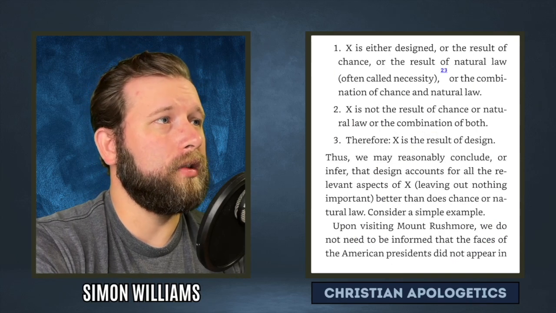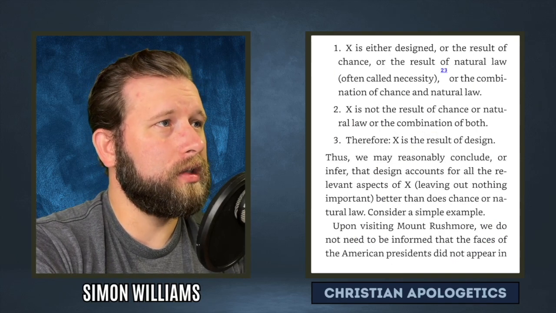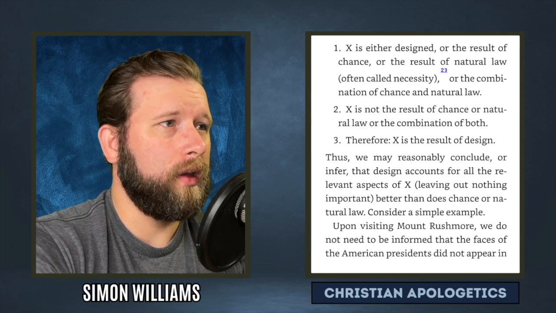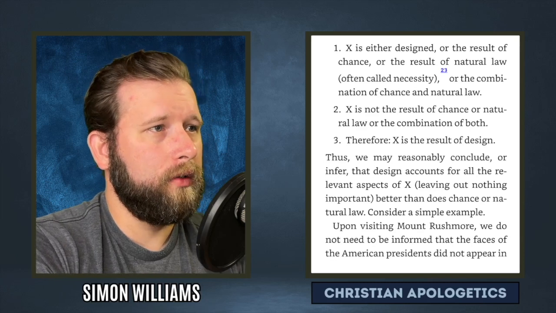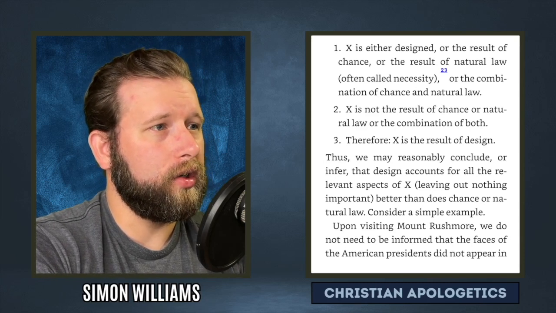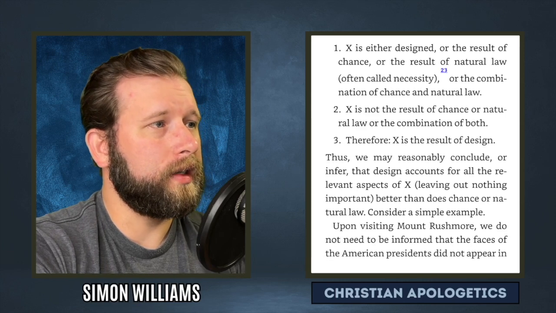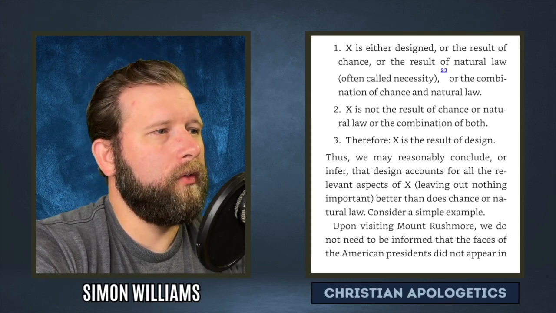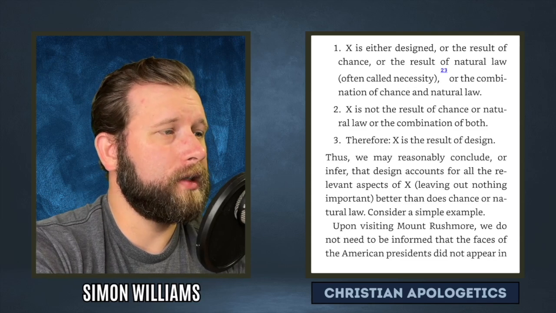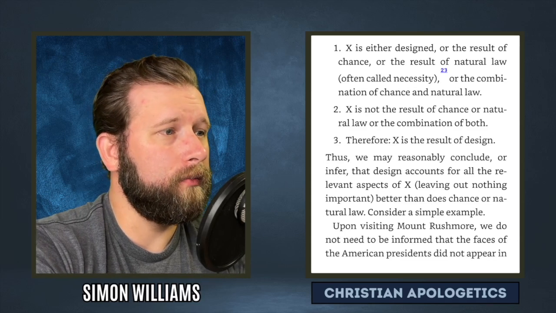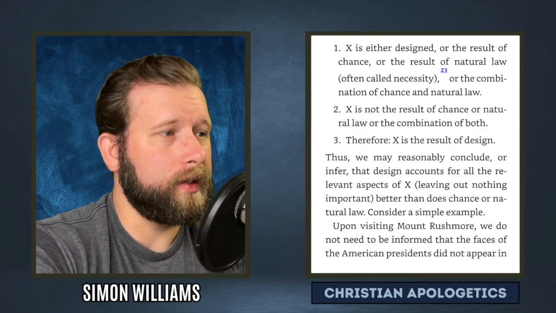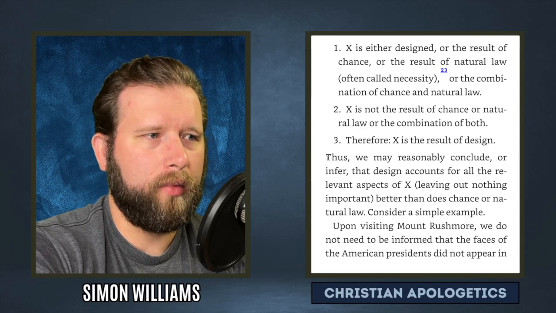1. X is either designed, or the result of chance, or the result of natural law, often called necessity, or the combination of chance and law. 2. X is not the result of chance or natural law, or the combination of both. 3. Therefore, X is the result of design. Thus, we may reasonably conclude or infer that design accounts for all the relevant aspects of X, leaving out nothing important, better than does chance or natural law. Consider a simple example.